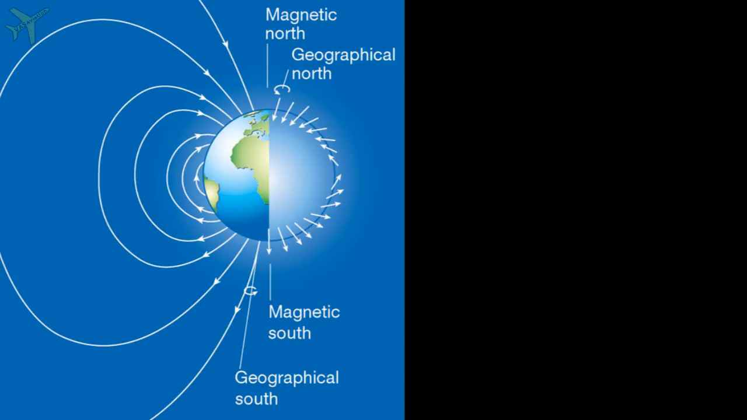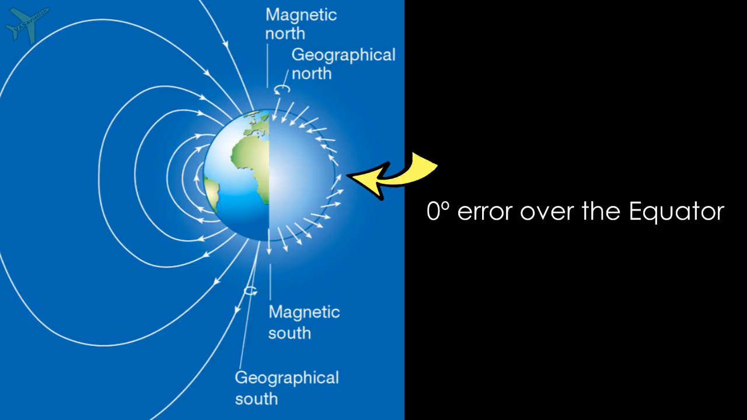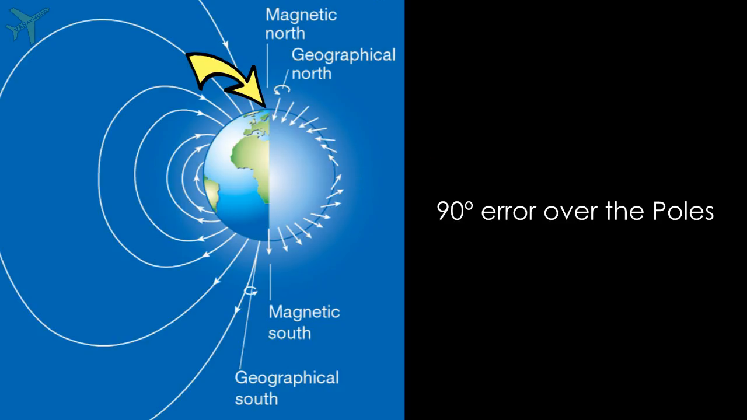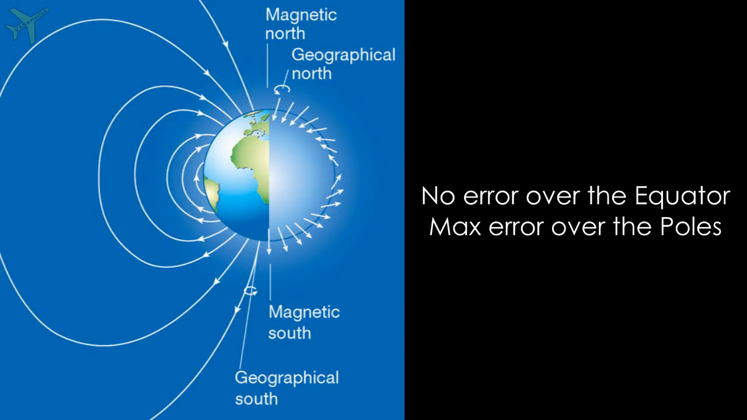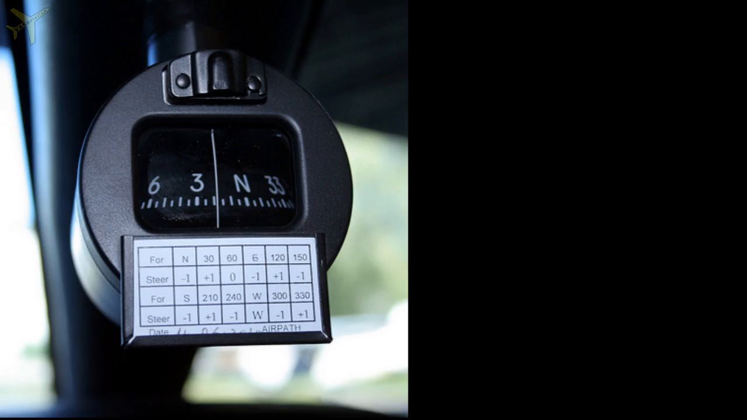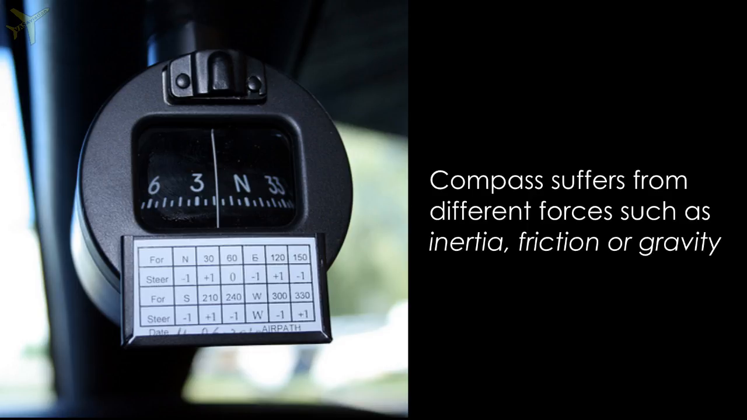This dip, therefore the resulting error, is 0 degrees over the equator and 90 degrees over the poles. This means these errors don't exist flying over the equator, and the closer to the poles we fly, the more the errors increment. We'll also consider that because of a turn or a speed change, the aircraft, therefore the compass, suffers different forces such as inertia, friction, or even gravity that affect their behavior.